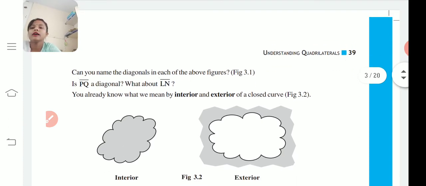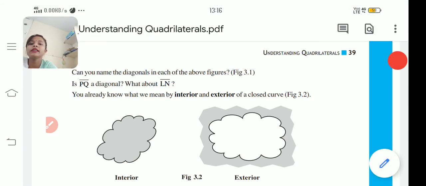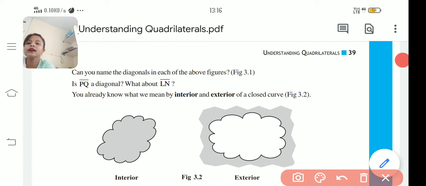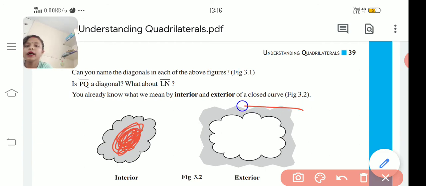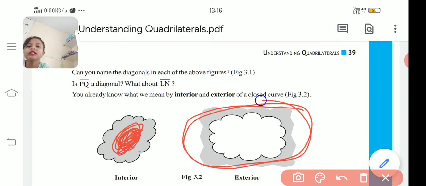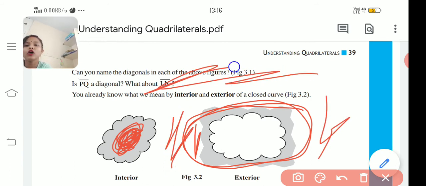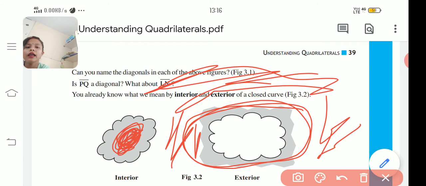Now first, as you all know, what is interior and exterior of any polygon? Interior is the area which is bounded by the polygon. For example, this part is your interior part. And this whole part which is outside of that polygon is the exterior part. All these parts are the exterior.